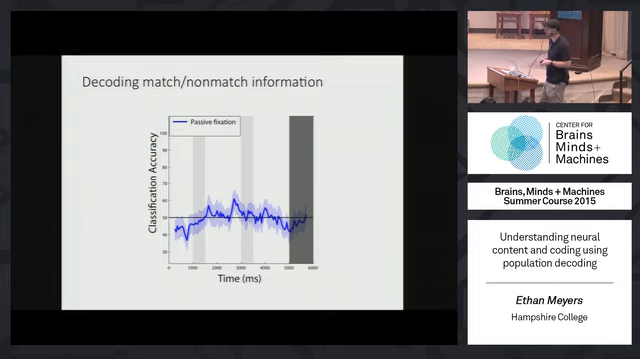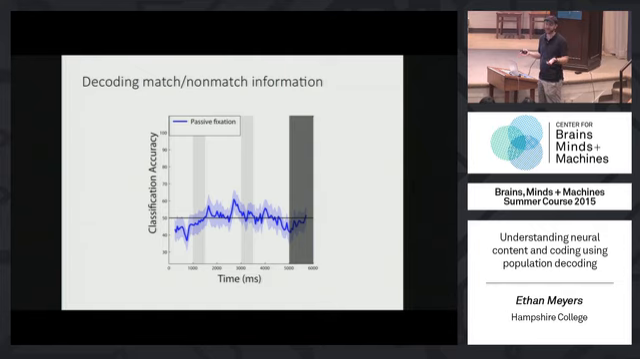And what we find is that there really wasn't any information. So there's no blue bar down here. So as far as decoding could tell, I cannot tell whether the two stimuli match or do not match in the passive fixation task. OK, what about in the active delayed match to sample task?